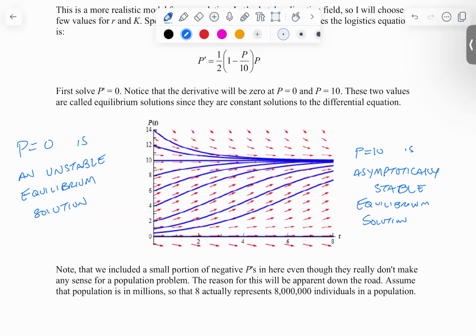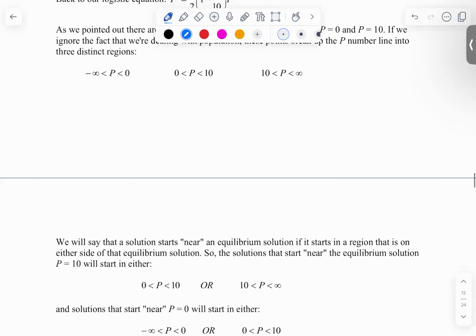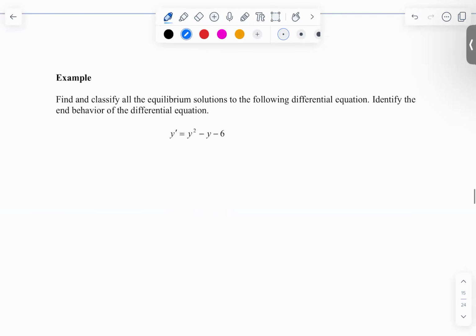And so this is just extending off of what we did with direction fields by identifying long-term behavior. We can also identify what kind of equilibrium solution we have. So it just adds another factor to what we're going to look at. To that end, I want to find and classify all equilibrium solutions for this differential equation and identify the end behavior. So we're going to look at what we did last time and add this new definition.